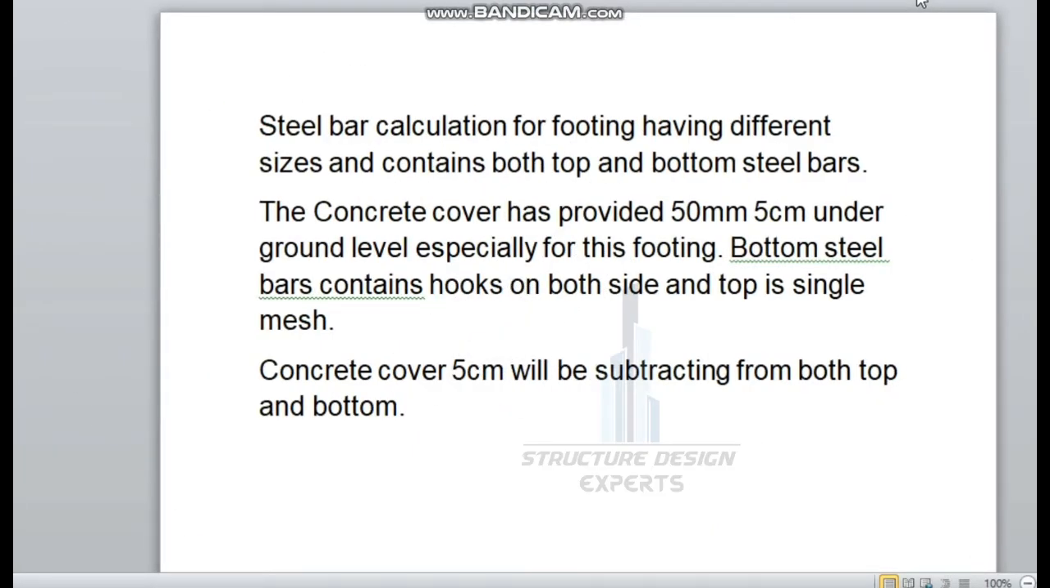Now we will calculate the steel bar for a footing. Steel bar calculation for a footing having different size and containing both top and bottom steel bars. The concrete cover provided is 50 mm, 5 cm, at underground level, especially for this footing. So the bottom bar contains hooks and the top bar will be a single mesh. So let's start.